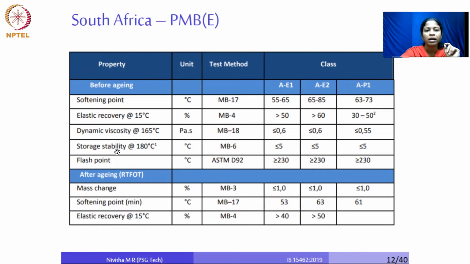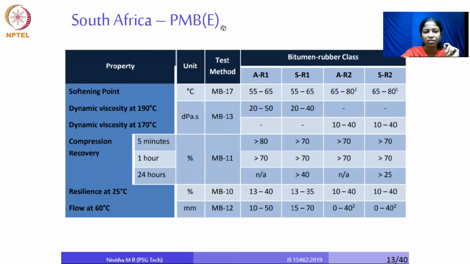Similarly, if you look at the rubber modified bitumen, you can see here that we have AR1, SR1, AR2, and SR2, 4 different kinds of binders. And you can see here the dynamic viscosity is mentioned at different temperatures depending on the type of binder.